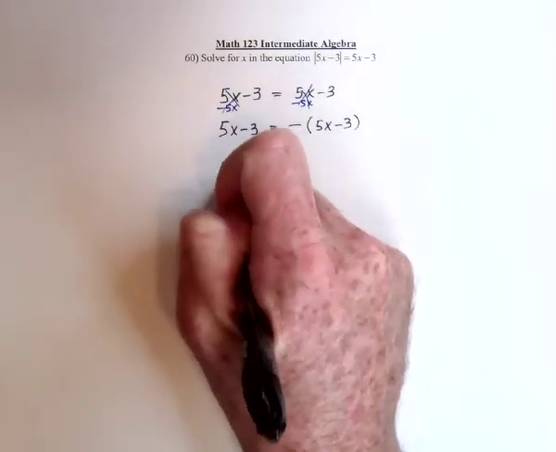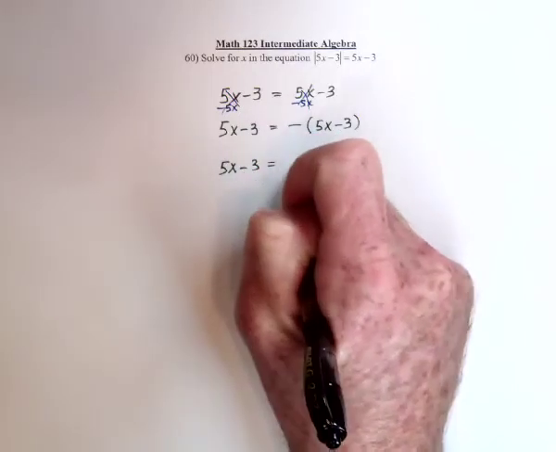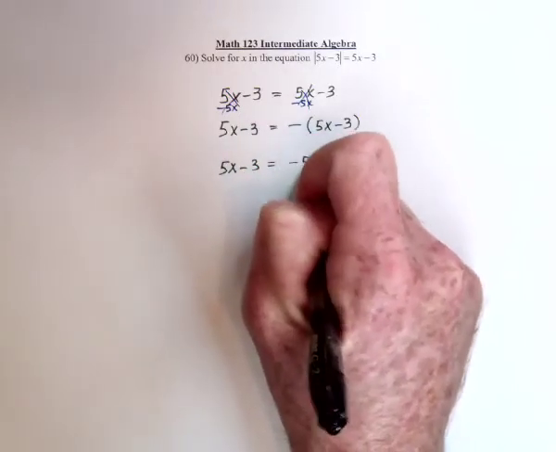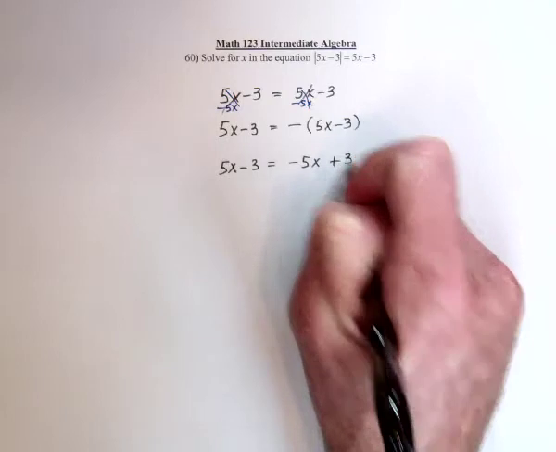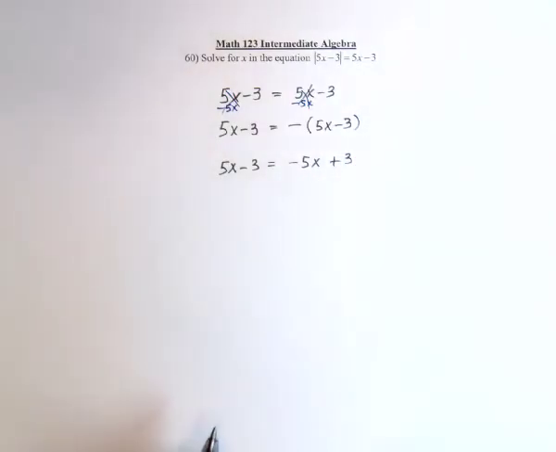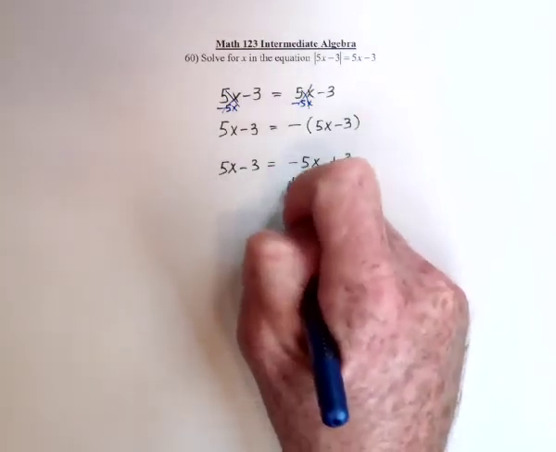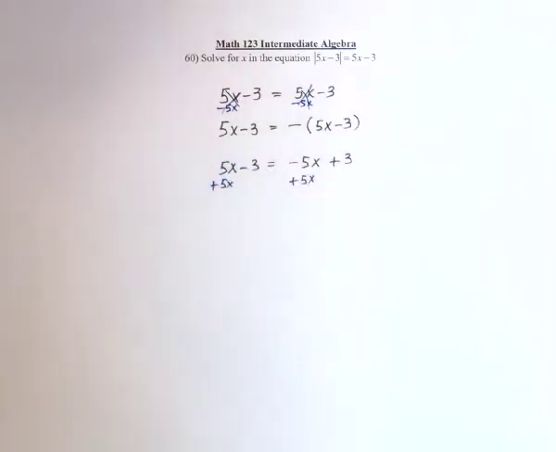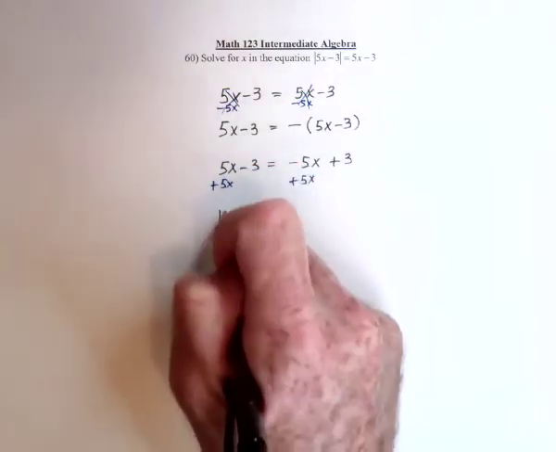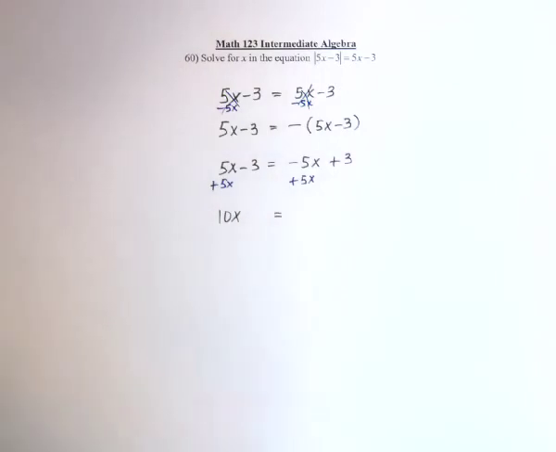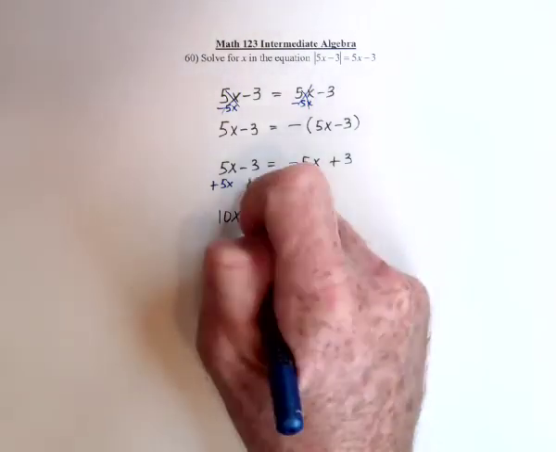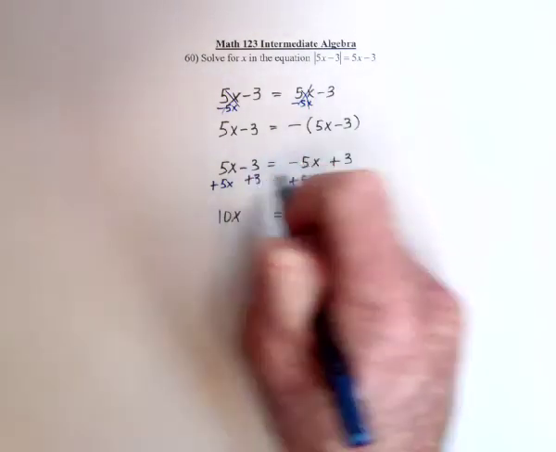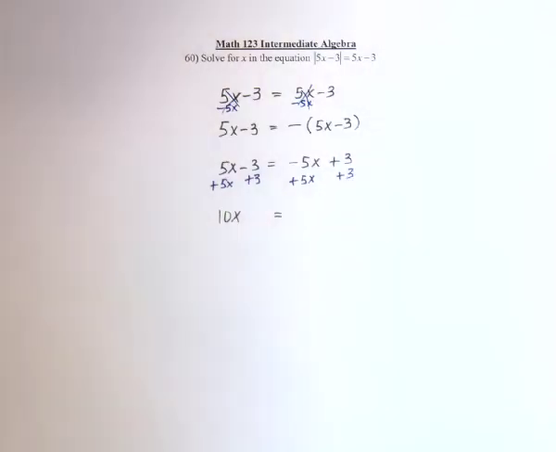So on the right-hand side, I'm going to go ahead and distribute the negative. So we've got -5x + 3. Then, to get rid of this, we would have to add 5x to both sides. This time it does not cancel. We get 10x. We would need to move the negative 3 as well. So add 3 to both sides. So it's equal to 6.